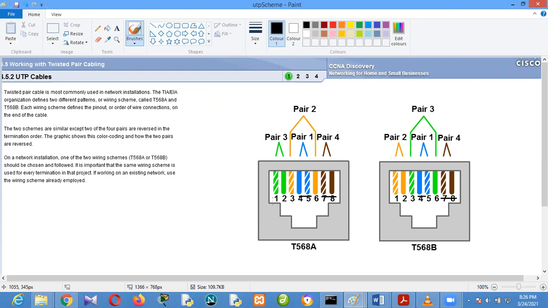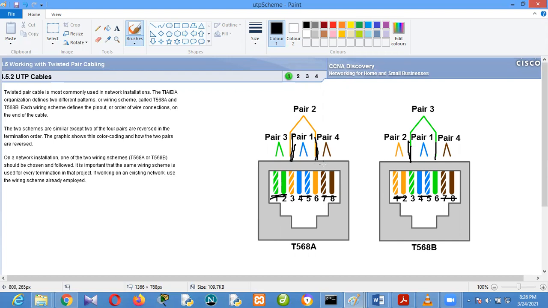But the only difference between the two is that the beginning part of A starts with orange, while the beginning part of B starts with, sorry, green. This one starts with green, this one starts with orange. In A, orange engulfs the center, while in B, green engulfs the center. Orange starts, green engulfs. In this case, green starts, orange engulfs.